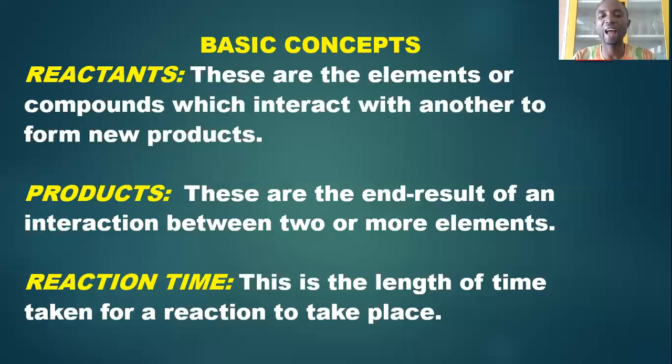Now, products are the end result of the interaction between two or more elements. When two or more elements react, they will form a product. That thing that is the end of their reaction is what we call product. Now, what is reaction time? Reaction time is the length of time taken for a reaction to take place. Some reactions are fast, some take longer than others. And that is what we mean.